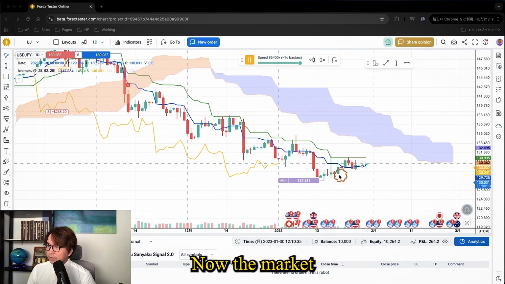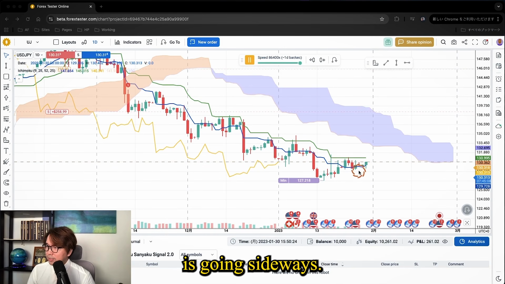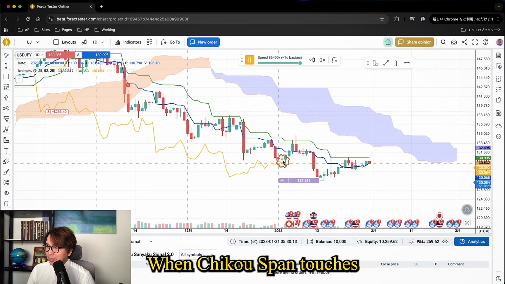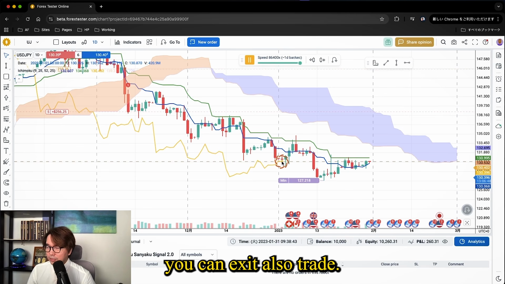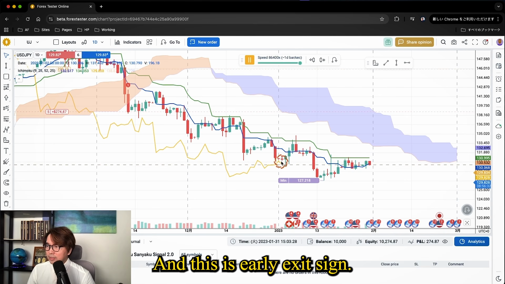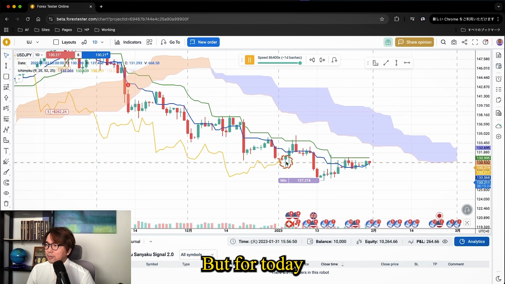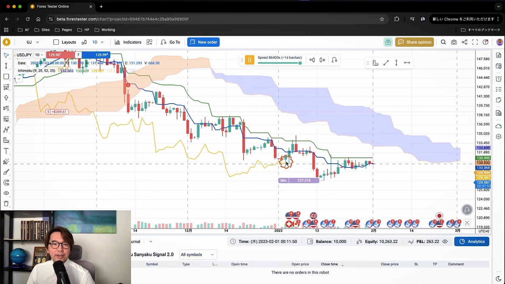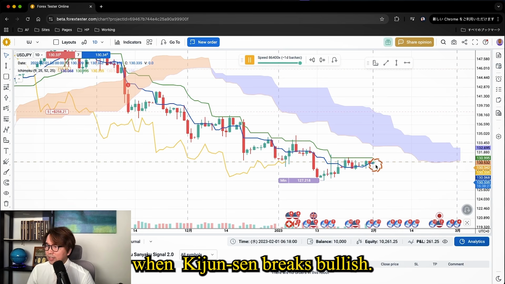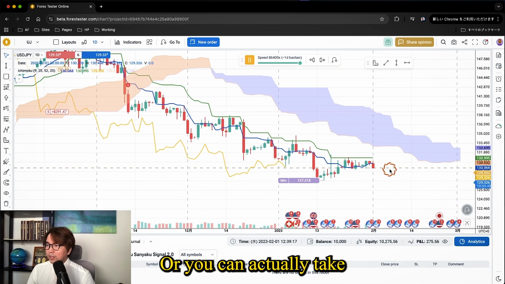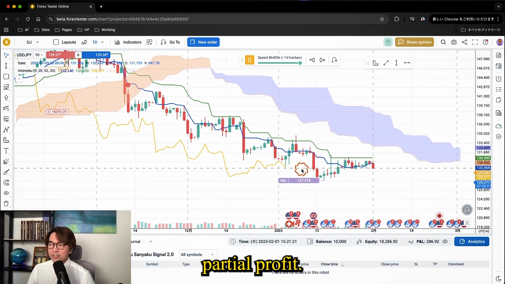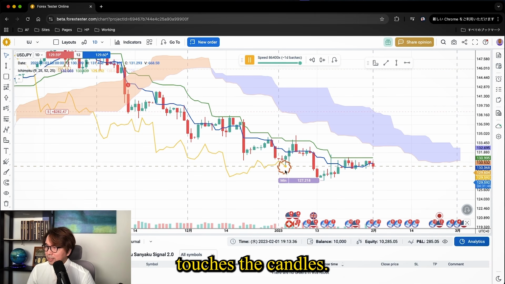Okay, now the market is going sideways. Chikou span is about to touch. When Chikou span touches, you can exit also trade. This is early exit sign. But for today, let me exit when Kijun Sen breaks bullish. Or you can actually take partial profit when Chikou span touches the candles.